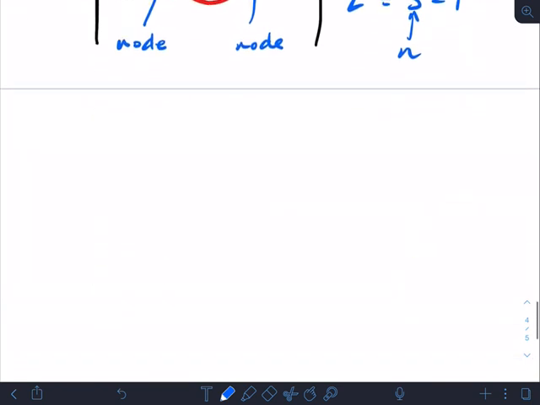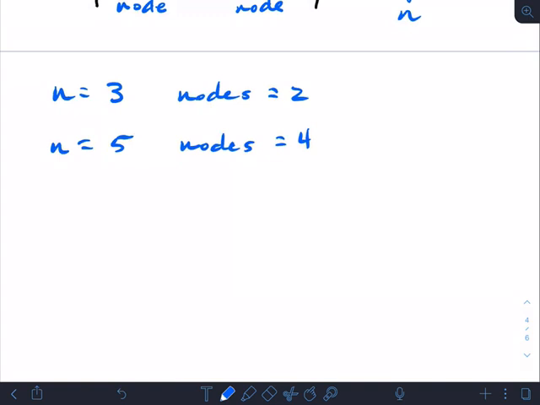We will talk a little bit more about what all that means in just a second. But suffice to say that if I have n equals 3, then my nodes equals 2. If n equals 5, my nodes equals 4, because the nodes equals n minus 1.